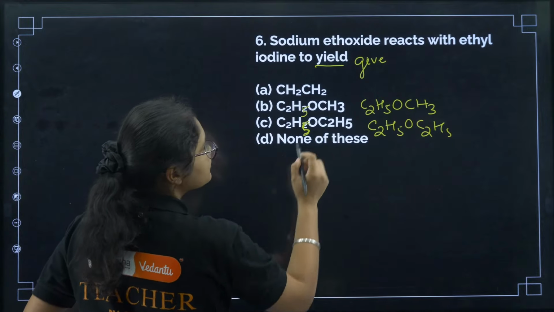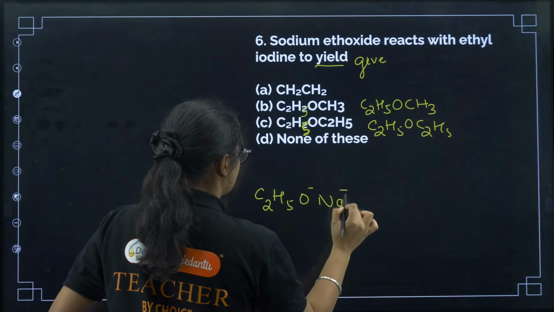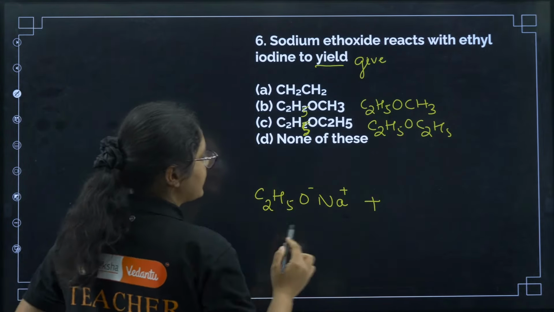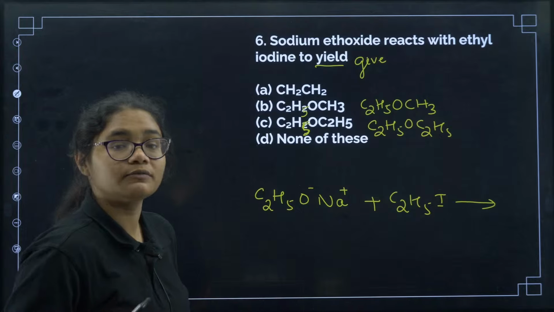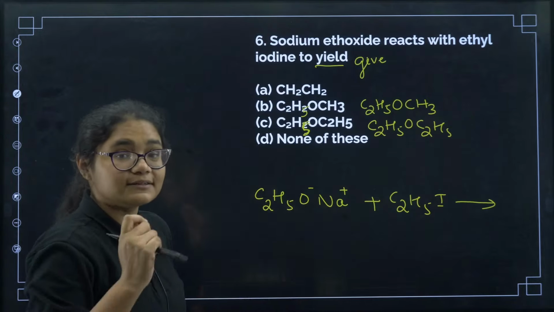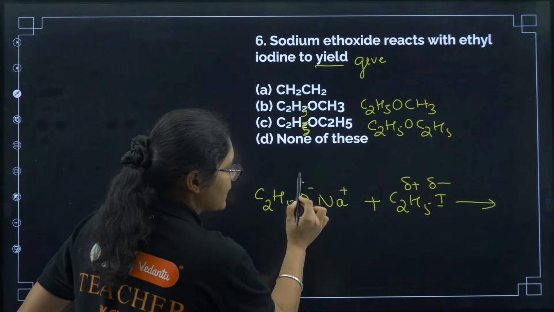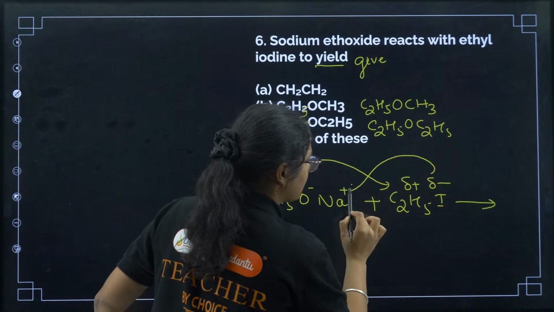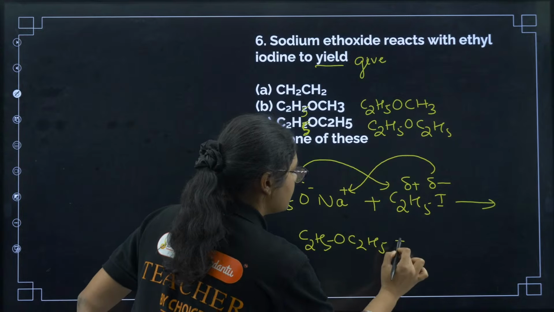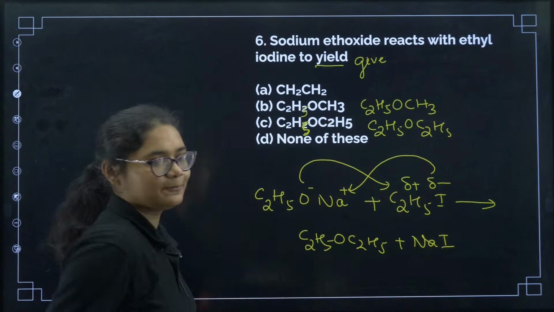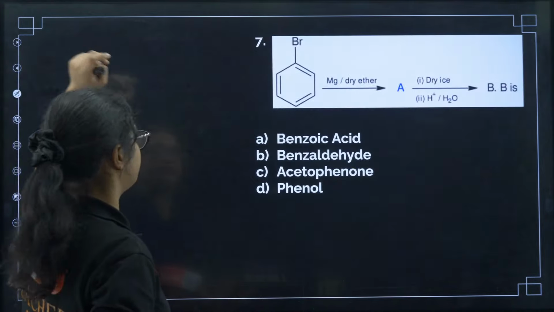You have sodium ethoxide, that means C2H5O minus Na plus. It reacts with ethyl iodide, C2H5I. What will be the product here? This is a negative charge, and here this is delta minus, this is delta plus, so the minus will attack the plus, and you will get C2H5OC2H5 plus NaI. That's all, students. All of you got it correct here. Option C. Let's move to the next one.